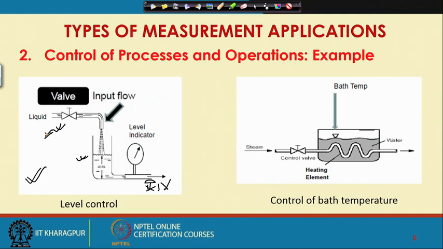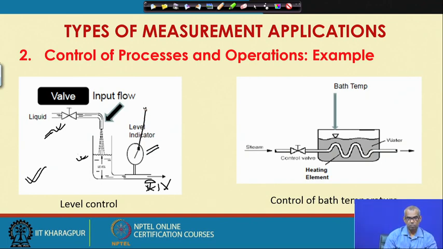The first information that is required is what is the level at the current time. So, you need a level indicator. The level indicator receives information about the level and sends it to a level controller, and the level controller can in turn send a signal to this control valve to open more or close more depending on the requirement, such that the level of the liquid in this tank is at the desired level.